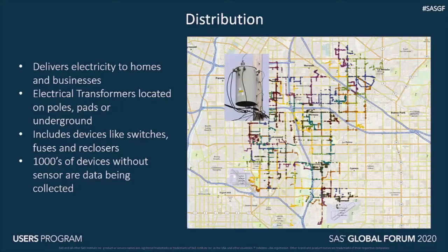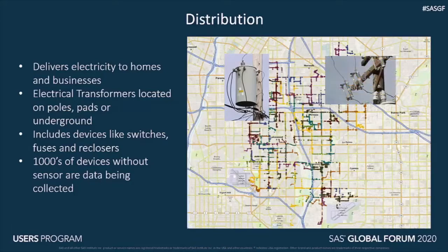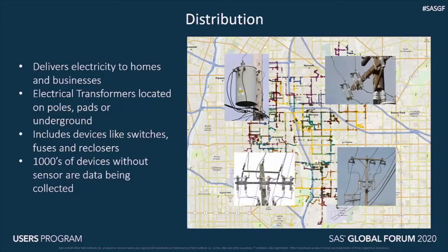Distribution transformers step down the voltage delivered to customers. We have over 1,700 transformers within these circuits. Other devices include fuses, switches, and reclosers that are in place to maintain a level of safety, security, and reliability.